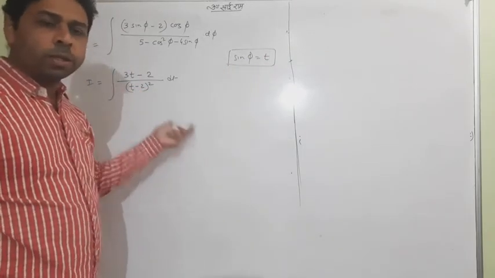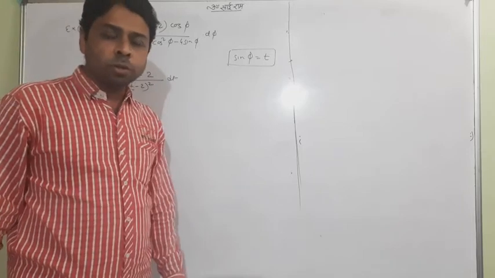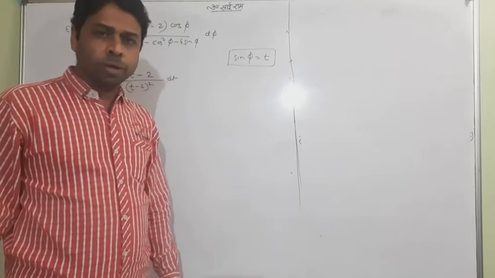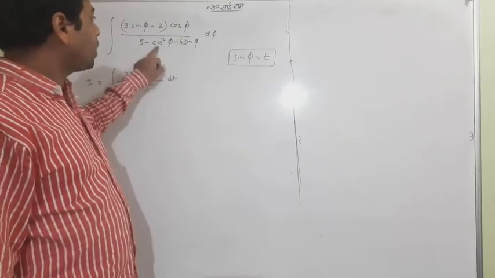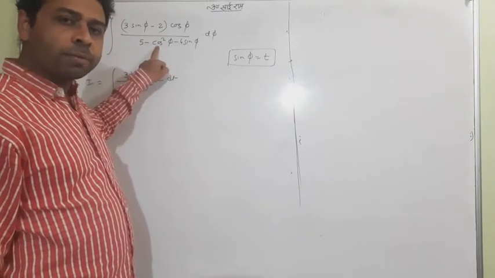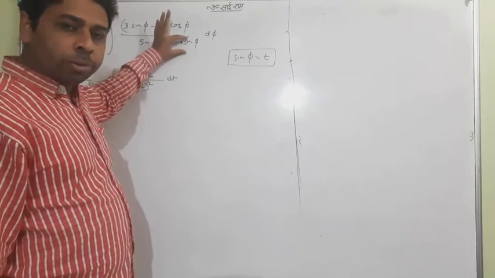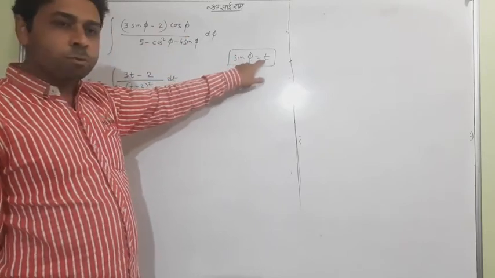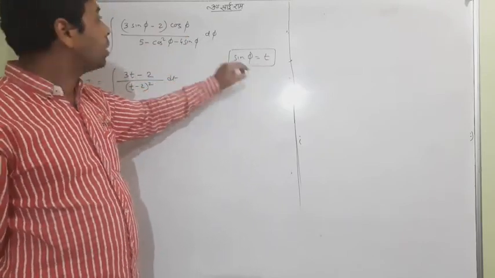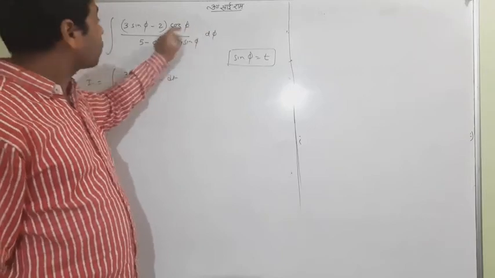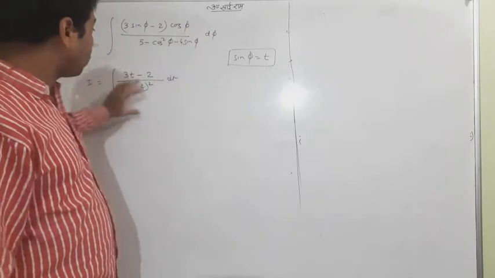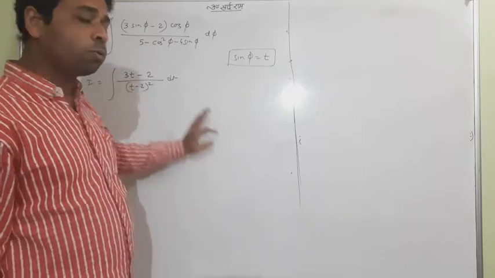You can see the previous video to understand where we got the term from. You know what I did? I changed cos square phi to 1 minus sine square phi, making all the terms in sine in the denominator. Then I took sine phi equal to t, and cos phi d phi equal to dt. After solving that, we got 3t minus 2 upon (t minus 2) whole square.